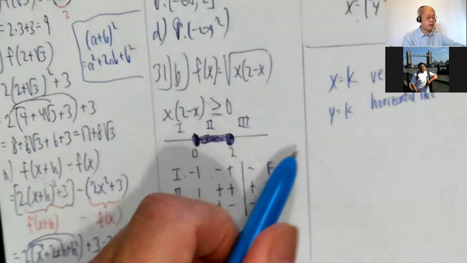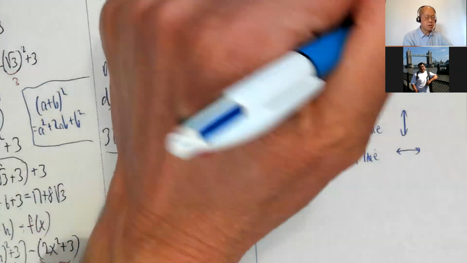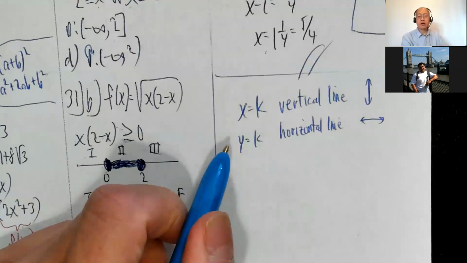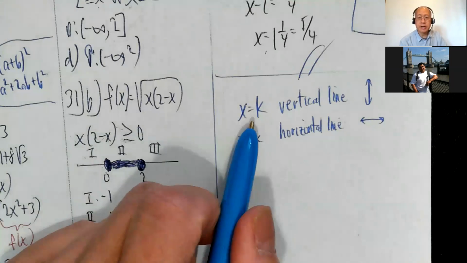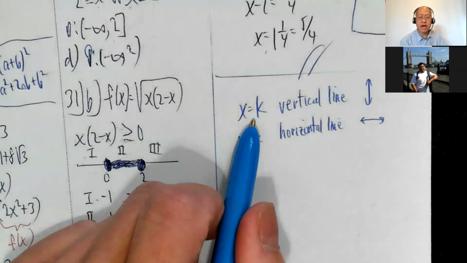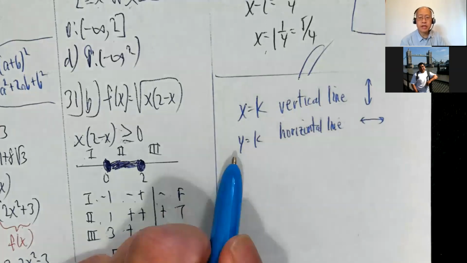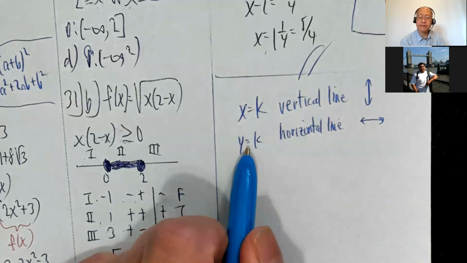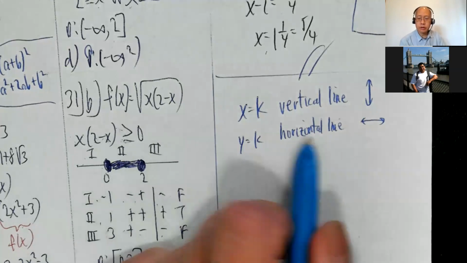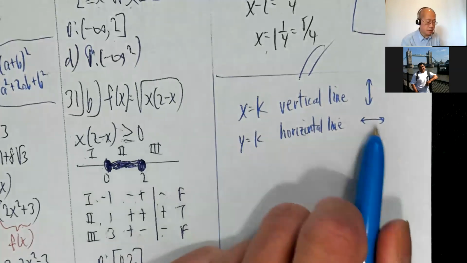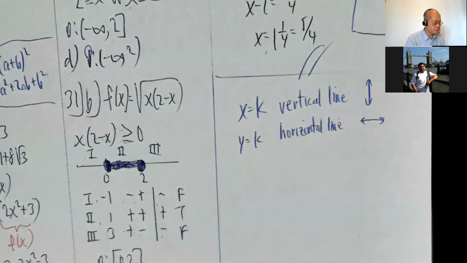All right, I want to go way back to this one here. So quick reminder from algebra. If you have x equals a constant, like x equals 2, x equals -5, that's a vertical line. If all you see is y equals a number, y equals -5, y equals 21, those are horizontal lines, like that. All right, I'm going to go back.